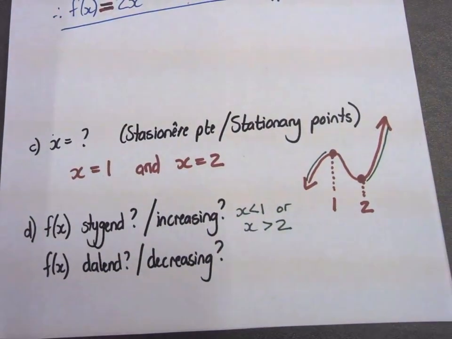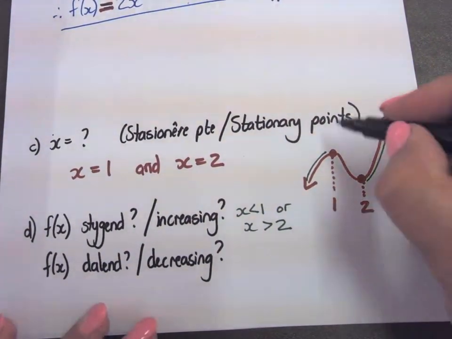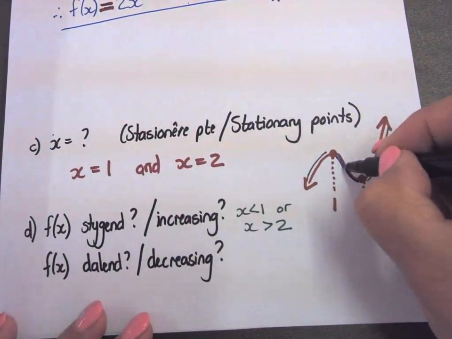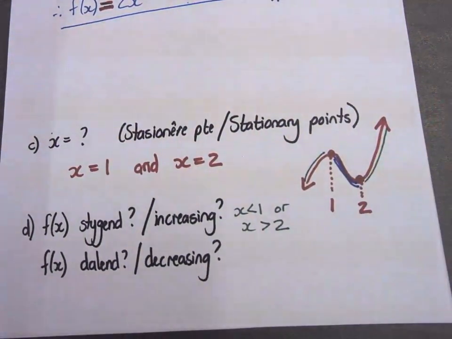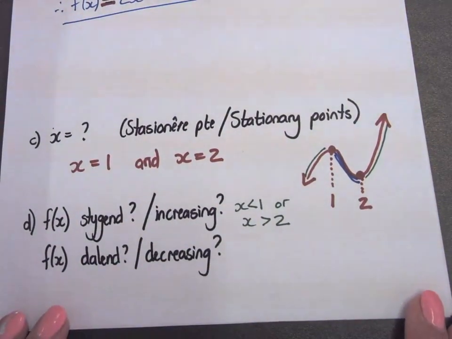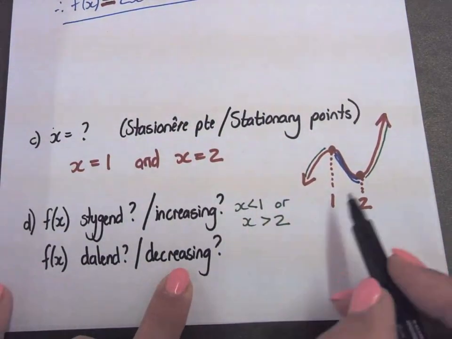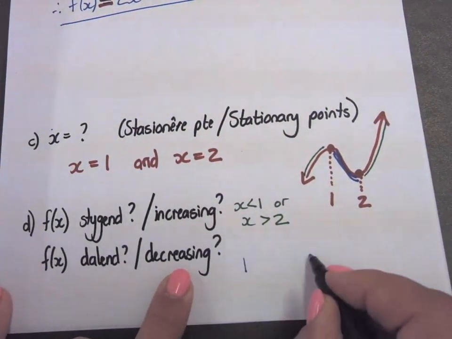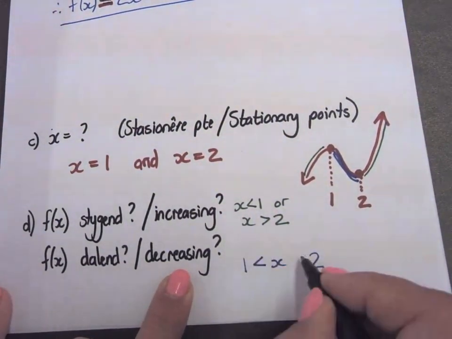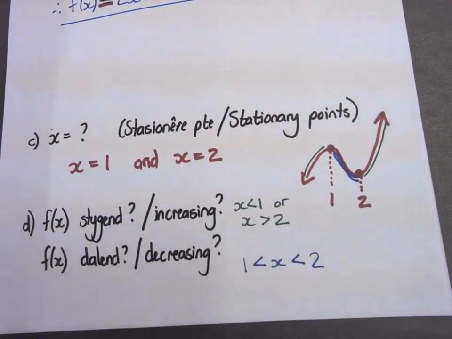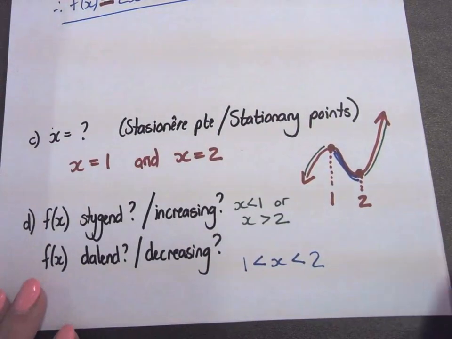Decreasing will be, where is it going down? In this part it's going down. Yeah, the notes are better. So where is it decreasing? It's between 1 and 2, smaller, smaller. Just correct it on your notes at D.